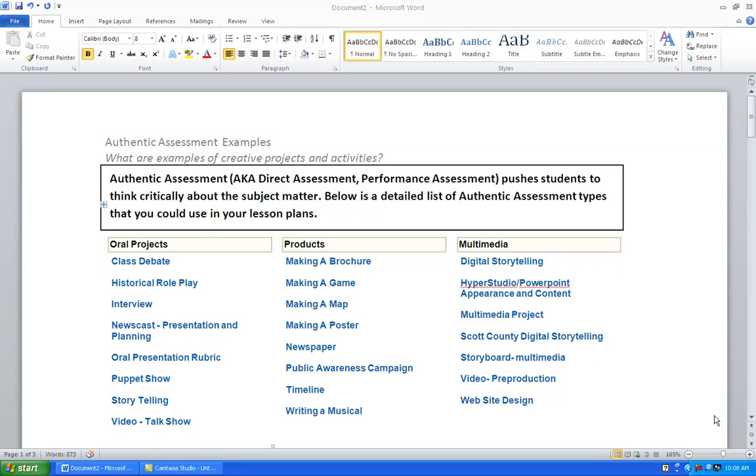So if you're sitting there wondering, well, what do I do? How do I include an authentic assessment in my lesson plan? Well, hopefully the examples on the screen will give you some inspiration. For example, if you really wanted to test students' ability to speak in front of a crowd or in front of a group, maybe you have students do historical role play, maybe you have them interview somebody, or create questions for an interview, or give them questions to interview someone.